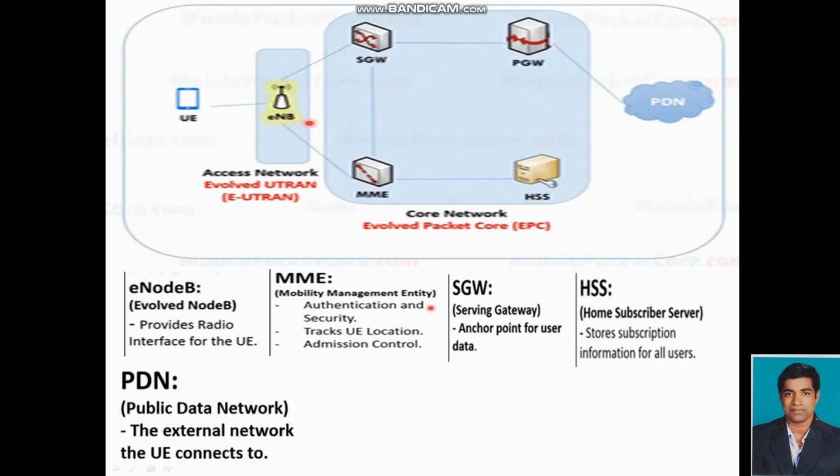Here eNode B provides the radio interface for the UE, user equipment. MME, mobility management entity: authentication and security, tracking the UE location, admission control, these kinds of functionalities are taken care of by the mobility management entity. Service gateway: anchor point for user data. HSS, Home Subscriber Server: stores subscription information for all the users. PDN, public data network: external network the UE connects to.